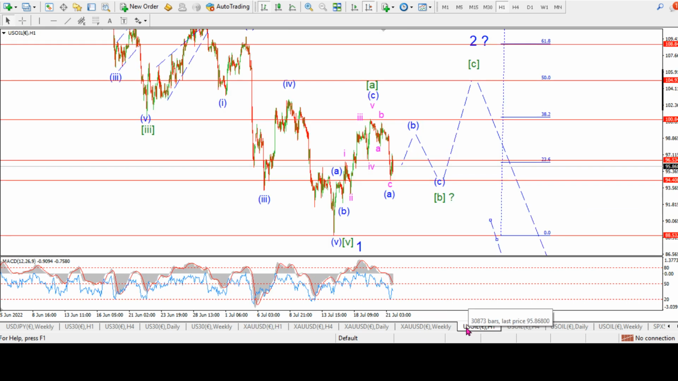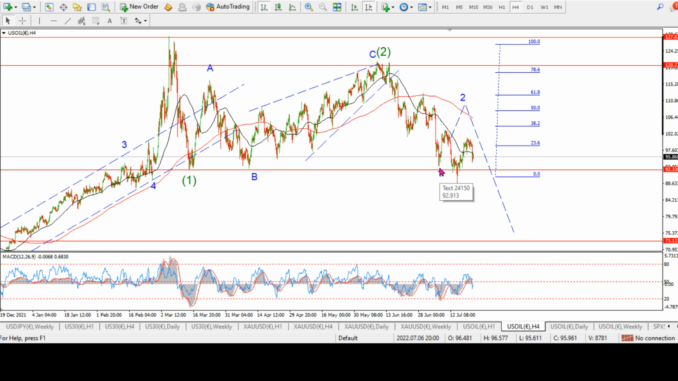Okay. Crude oil, the correction continues. This week I've been working on this ABC pattern up in wave 2. Let's go into the 4-hour count. I think we can track a pretty clear 5-wave decline into the recent lows in wave 1, and I'll be looking for a 3-wave pattern higher in wave 2 to unfold over the next week or so.